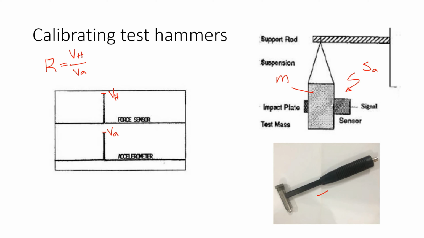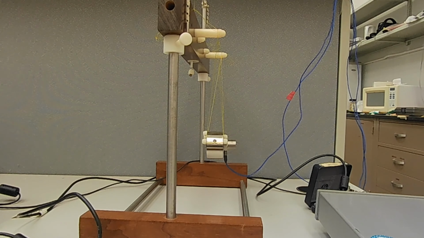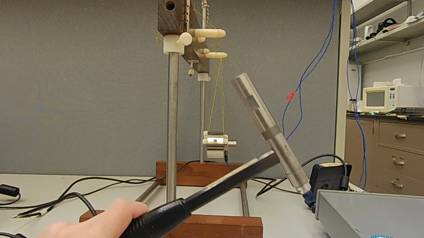Now we are pretty much set and ready to go and calculate SH, which is the sensitivity for the hammer. This will have units of millivolts divided by newtons. So if I'm doing my arithmetic correctly, I will have R multiplied by the sensitivity of the accelerometer divided by m. And so this should give us exactly what the sensitivity of the test hammer is, and we're going to illustrate this process experimentally next.